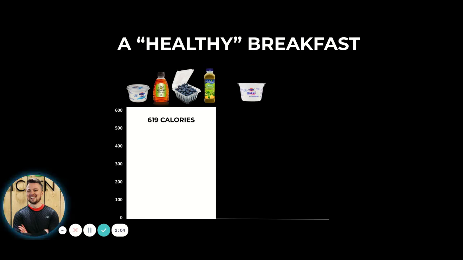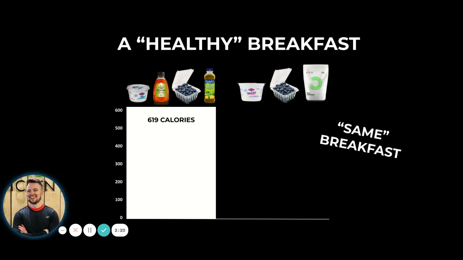Now, if we swap the yogurt for a 0% yogurt, so it's slightly lower in calorie, and then we took out the honey but kept the blueberries, and we swapped the Naked greens drink with a Bulk Powders greens powder. All we've done is swap regular yogurt for 0% yogurt, so it's a lower calorie option. We've taken the honey out and kept the blueberries, and we've swapped the high calorie Naked greens drink for a greens powder instead.